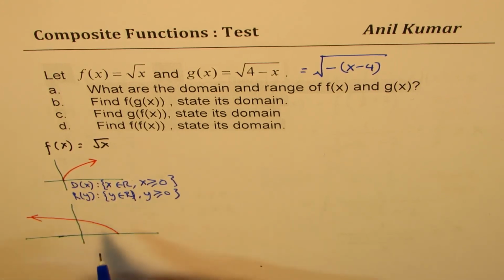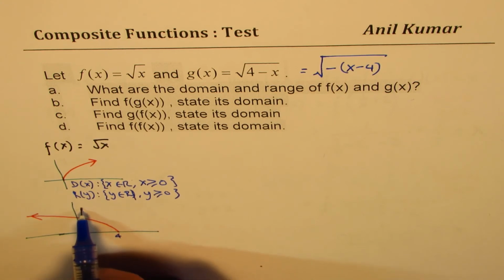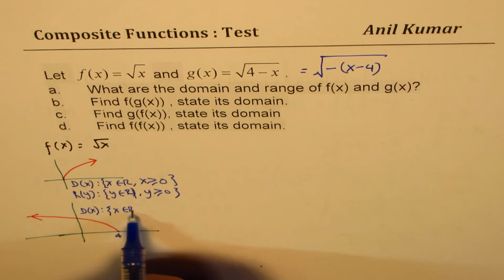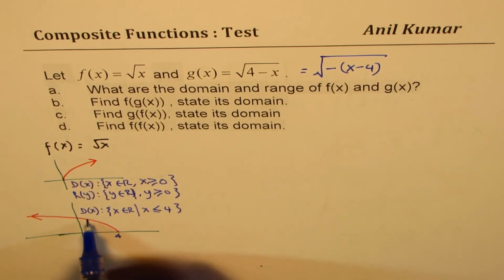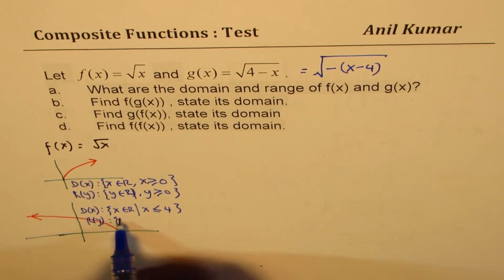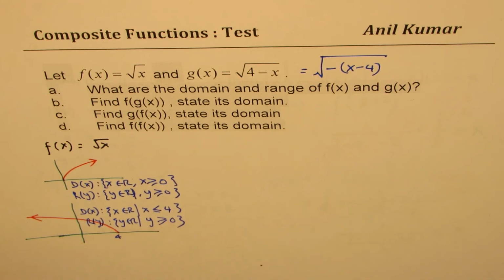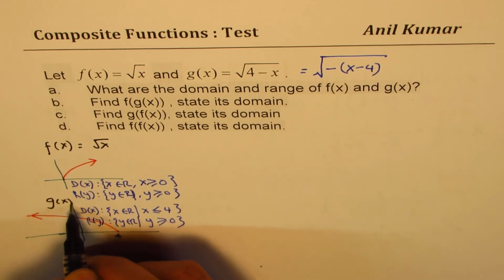So clearly what we have here is that the domain is x belongs to real numbers, but x is less than or equal to 4. And the range is y belongs to real numbers and y is greater than or equal to 0. Do you see that? So this becomes the domain and range for both the functions. Now it's important to have this kind of picture in your mind when you answer.